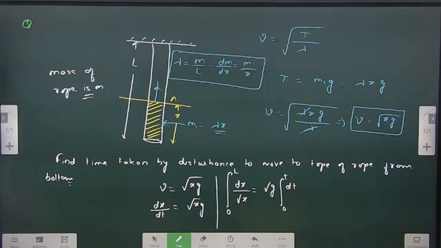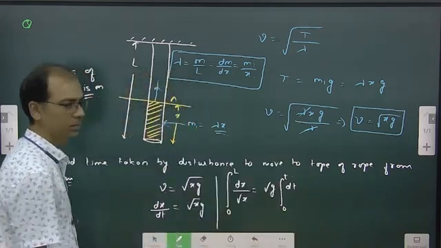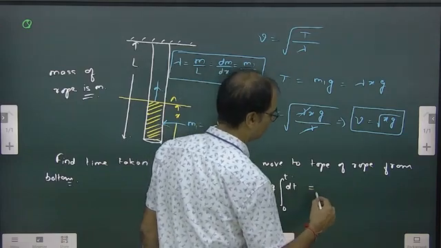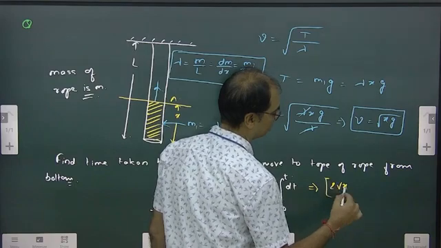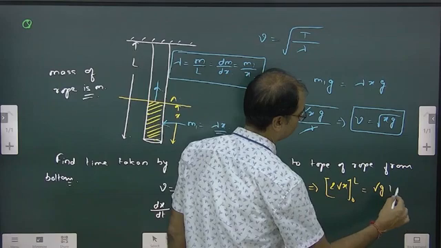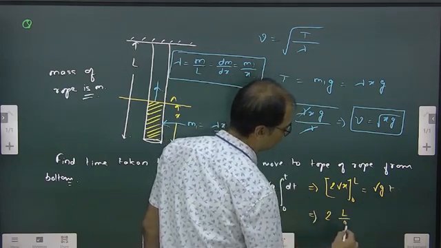Done? Yes, students, tell me what's coming. Its integration is 2 root x, am I correct? From 0 to L, here is root g and t. So we are getting it as 2 root L by g.